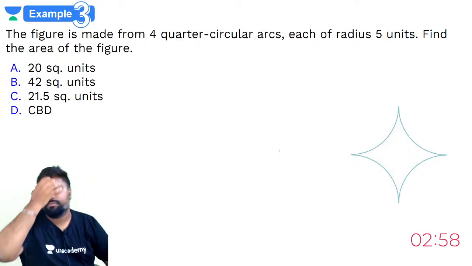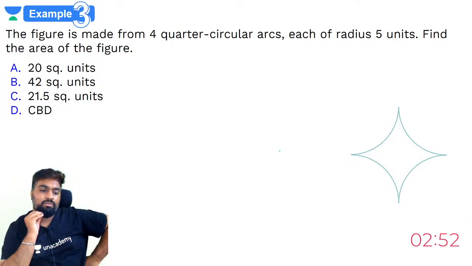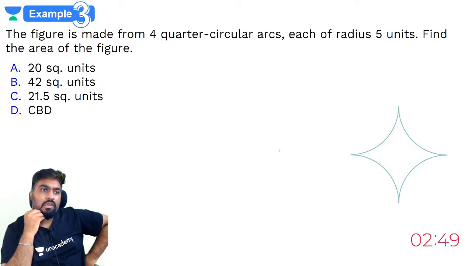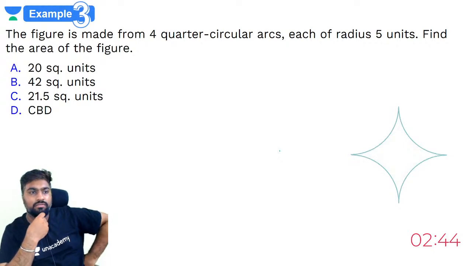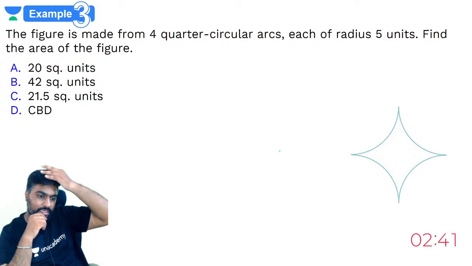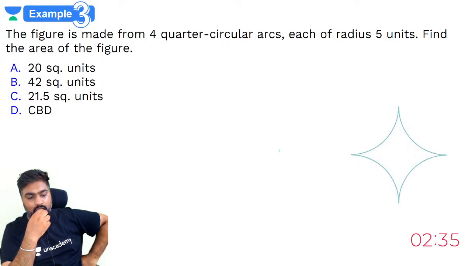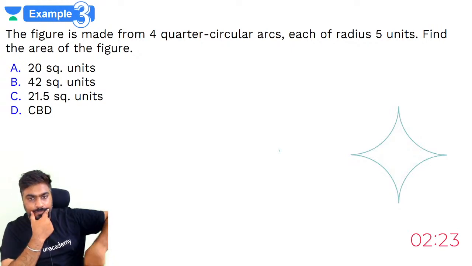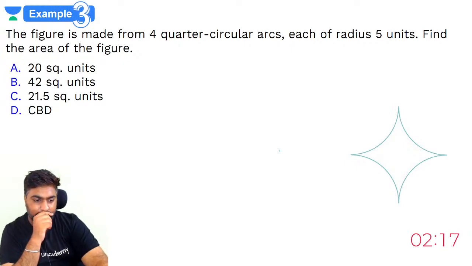Try this question now. Try this one. जल्दी से उसको hold पे रख लो. Don't worry about that. A figure is made from 4 quarter circular arcs, each of radius 5 units. Find the area of the figure. The figure is given here on the right. You need to find the area of this. आराम से सोचो, बहुत इजी क्वेश्चन है. Very easy question this is.